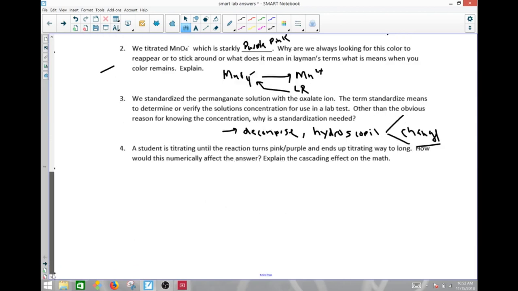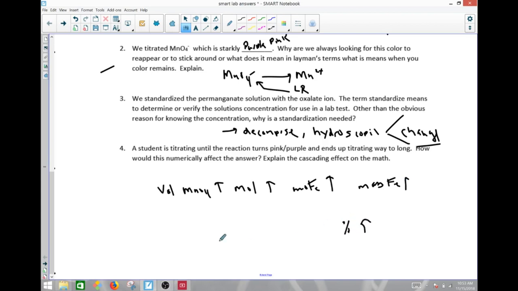Next one. A student is titrating until the reaction turns pink, purple, and ends up titrating way too long. How would this numerically affect the answer? Explain with cascading math. Again, that would be the volume of the MnO4 is going to be too large. Therefore, the moles is too large. And therefore, the moles of Fe is too large. Makes the mass of Fe too large. And therefore, the percent mass is too large.